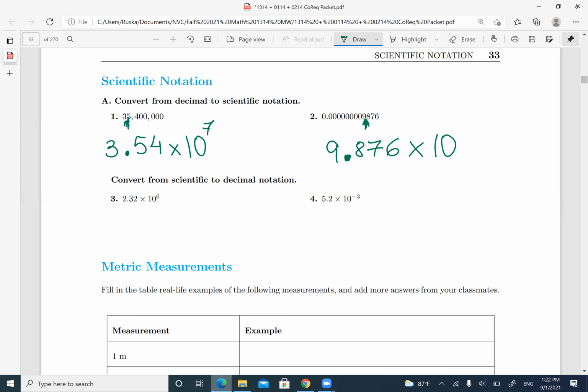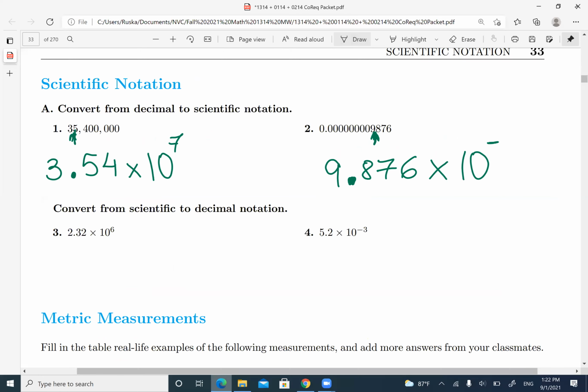Negative, because we have a small number. Now, let's see from the decimal point to the point after 9, how many places we're moving. I think I need to make it bigger. So we're moving 1, 2, 3, 4, 5, 6, 7, 8 zeros. So it's going to be 9. Negative 9. Everybody see that?